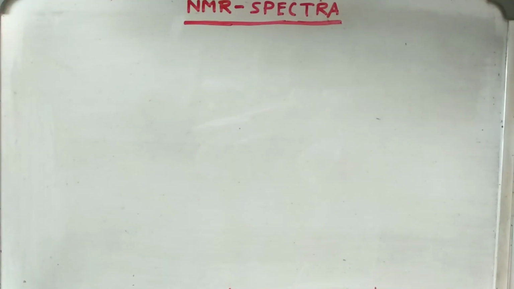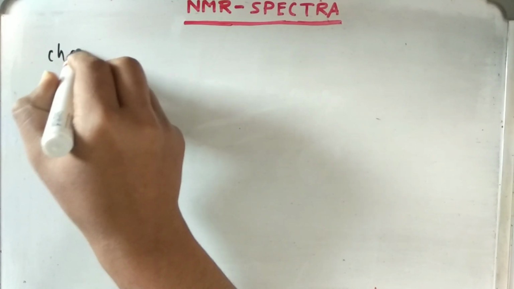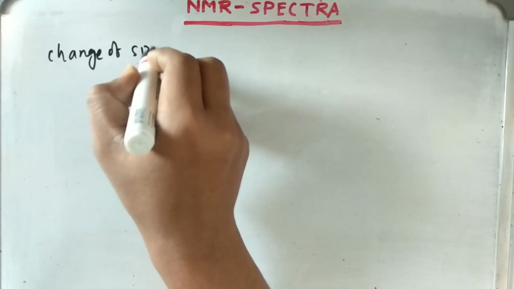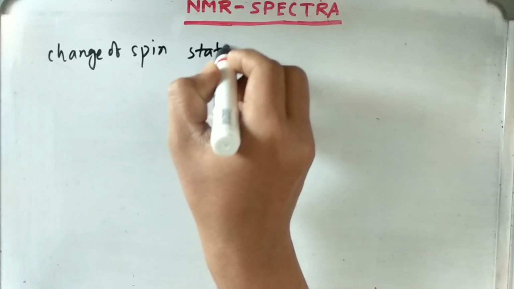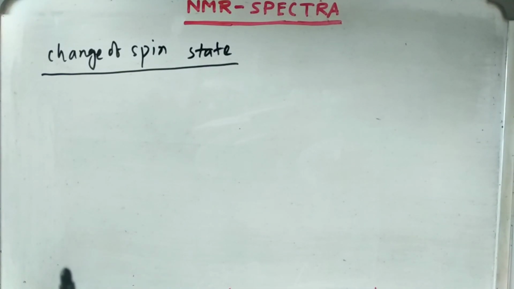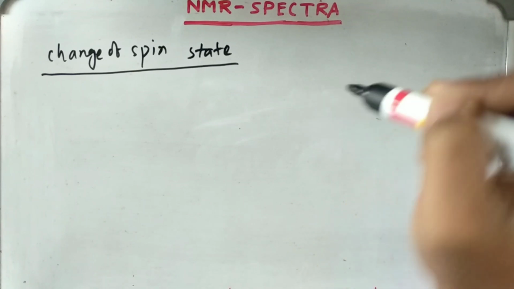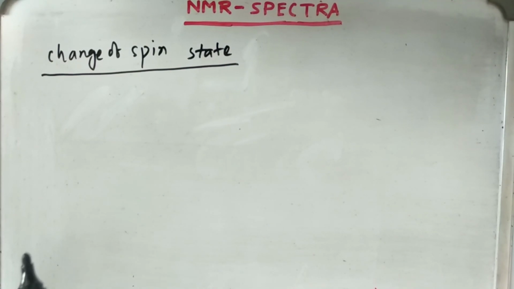Okay, to get an NMR spectrum. So what is NMR actually? The basic definition: NMR, nuclear magnetic resonance spectroscopy, is the full form. NMR spectroscopy involves the change of spin state. Just remember this point: change of spin state is the key point in NMR spectroscopy. NMR spectroscopy is the change of spin state, as I have told already.